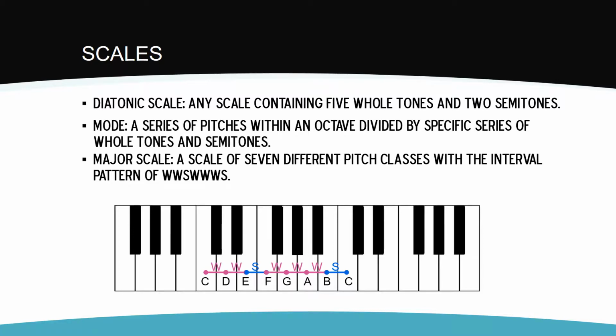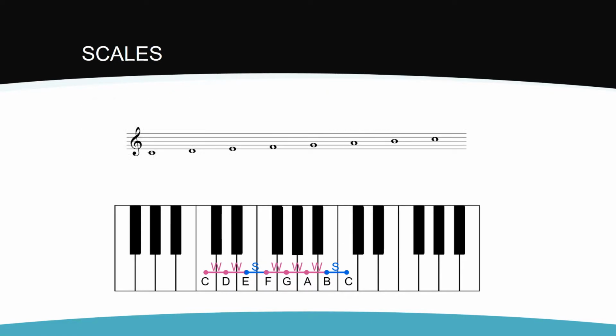Let's look at the C major scale, both on the piano and the staff. Whole tones exist between C and D, D and E, F and G, G and A, and A and B. Semitones exist between E and F, and B and C. It is best to visualize the notes of the major scale on the piano keyboard first, and then to translate those pitches into staff notation.